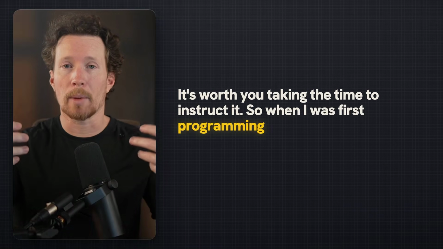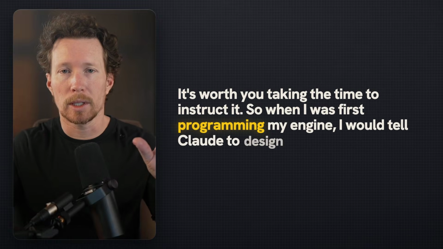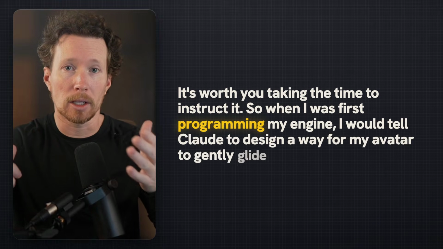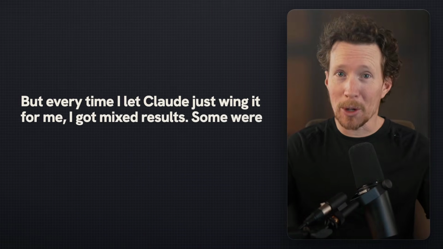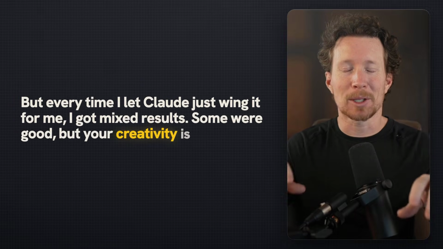So when I was first programming my engine, I would tell Claude to design a way for my avatar to gently glide to the left. Then I tell Claude to make sure there's enough space so we could include a flowchart, animated graph, or a Vox style animation. But every time I let Claude just wing it for me, I got mixed results. Some were good, but your creativity is way more powerful than AI. So here's exactly how to create the Vox style layering animations with your own taste.